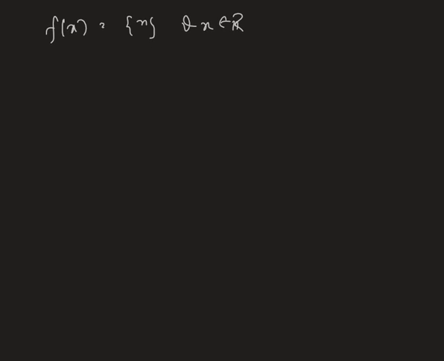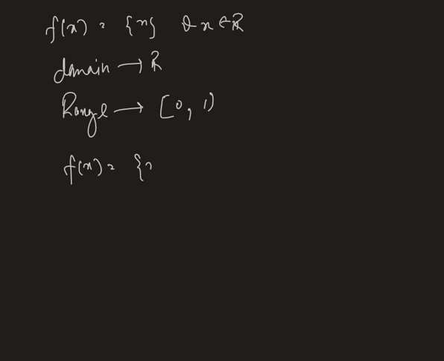We observe that the domain of the fractional part function is the set R, all real numbers, and the range is the set closed 0 to open 1. It is evident from the definition that f of x, which is equal to curly braces x, can be written as x minus box of x for all x belongs to R.